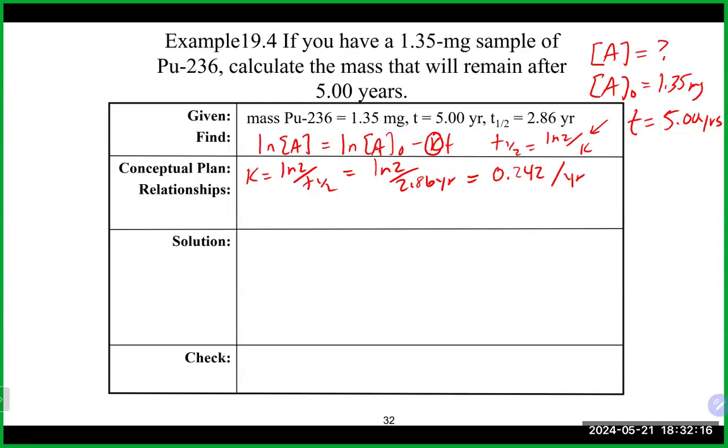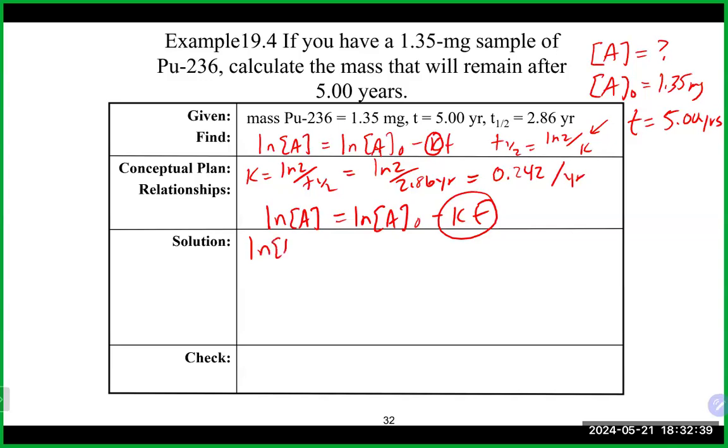One of the other important things is when you go into the integrated rate law here, that you watch units between these two things. The decay constant unit of time and the time unit of time need to be in the same unit. Otherwise, you will be off. In this case, they're both years, so we're good to go. We don't have to worry about that. So we now have everything that we need.